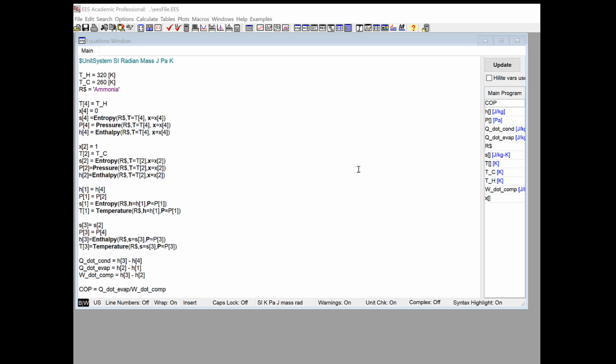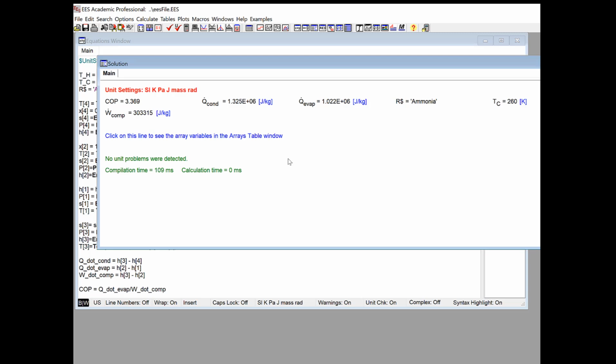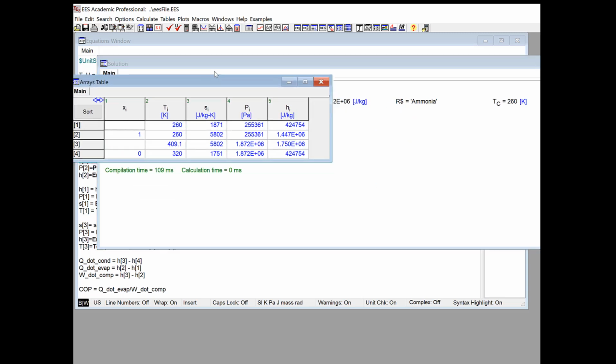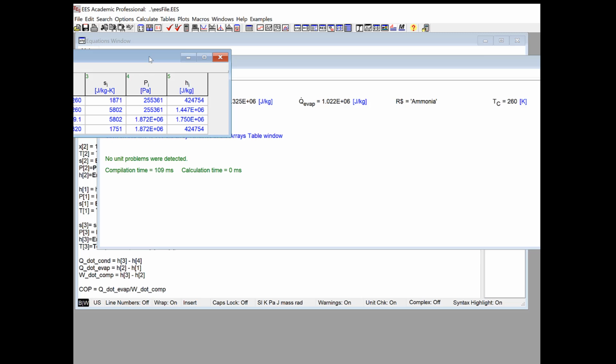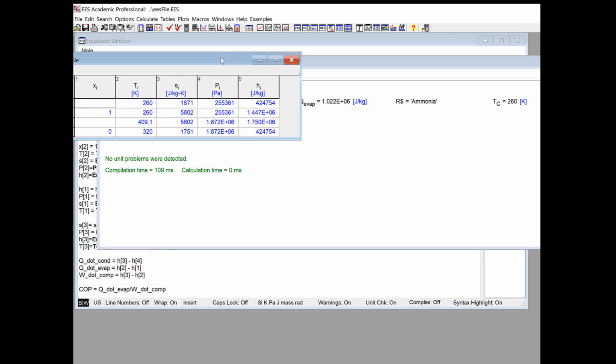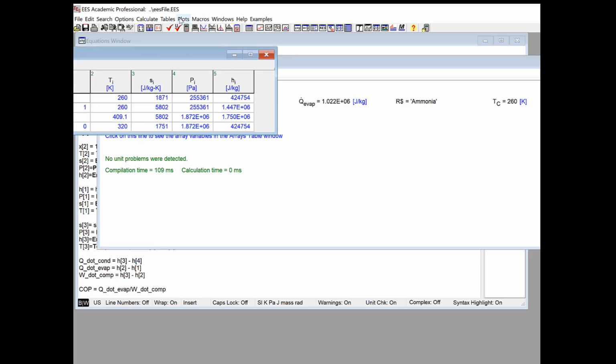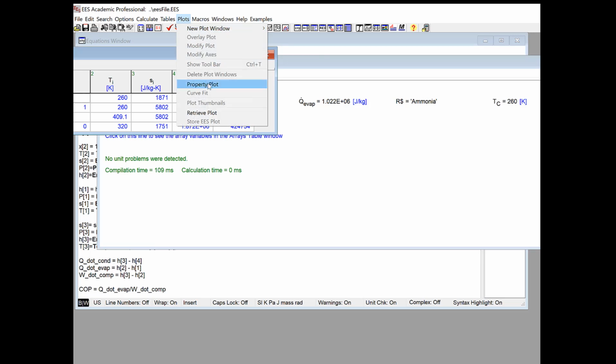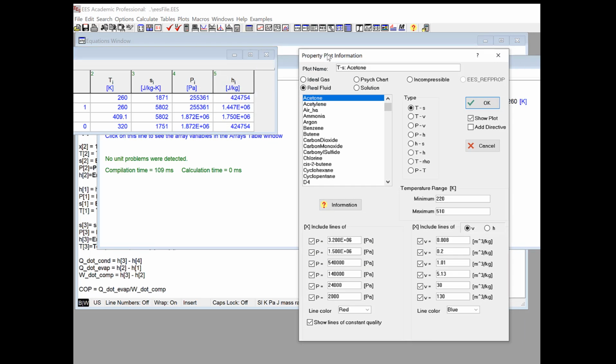All right, let's do just a couple of other things, as long as we have this model working. The first thing is, let's show how to make a property plot. So let's see. Let's get this up so we know some of the useful pressures and temperatures here. So if I want to make a property plot, I go to plots and then property plot. We're interested in ammonia. We could do a TS plot or a pH plot. I think we'll do a TS plot. And we'll include these lines of pressure.